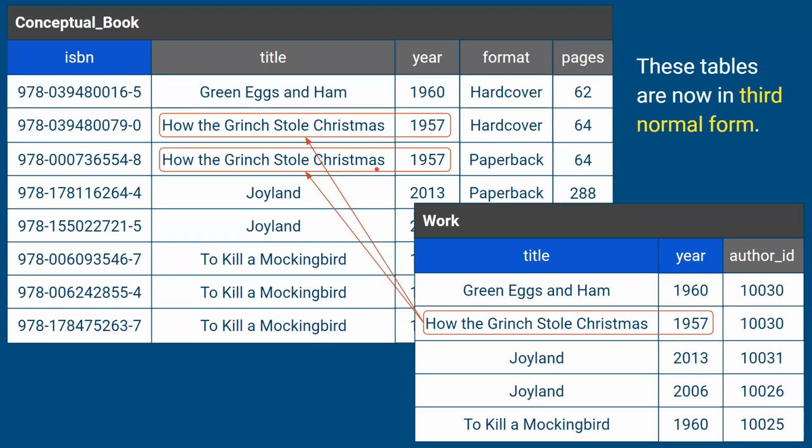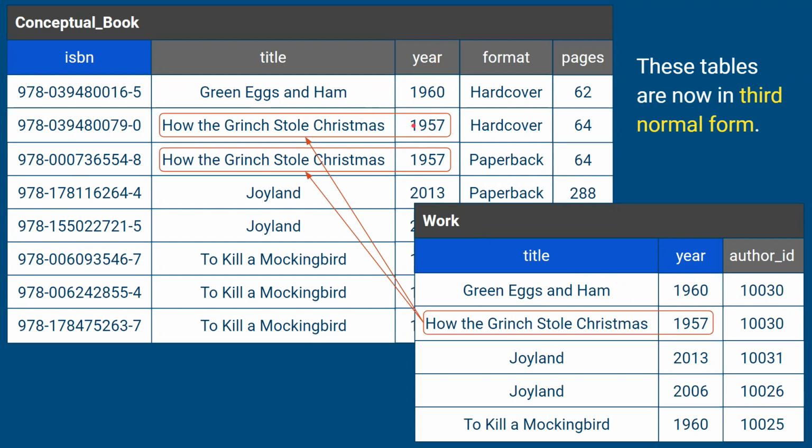Question? Is that the same table as before, but now we're just saying year is part of the composite primary key? This is the same table we had before. We're just saying that now year is not a non-key attribute. It's a key attribute, part of the primary key. But the difference is that we have to leave year over here in the conceptual book table to be able to make the reference. That's the difference. You need both.